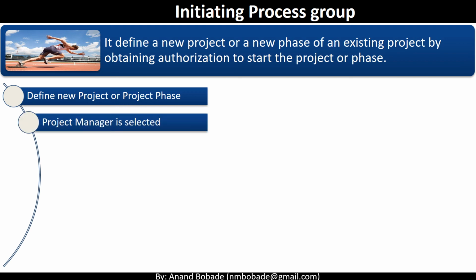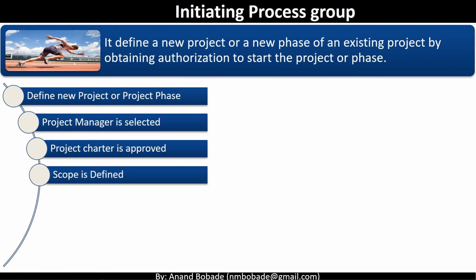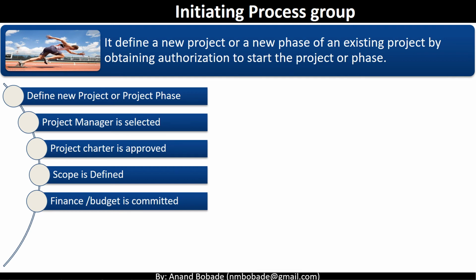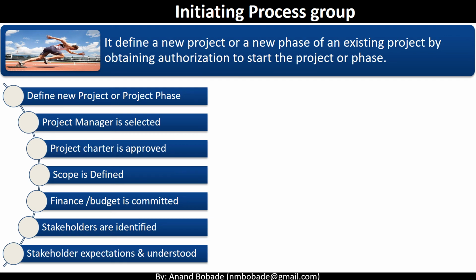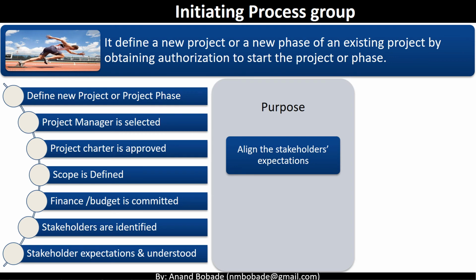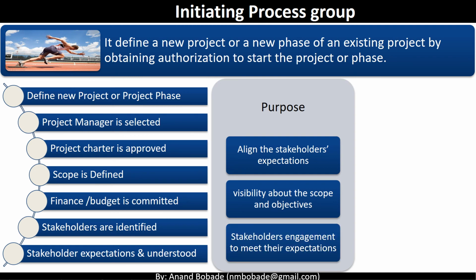The project manager is selected, the project charter is created and the project is authorized by the respective authority. Initial scope is defined and initial financial resources are committed. Stakeholders are identified. Stakeholder expectations are understood. Overall, the purpose is to align the stakeholder expectation with the project's purpose, give stakeholders visibility about the scope and objectives, and show stakeholders how their participation in the project can ensure that their expectations are achieved.